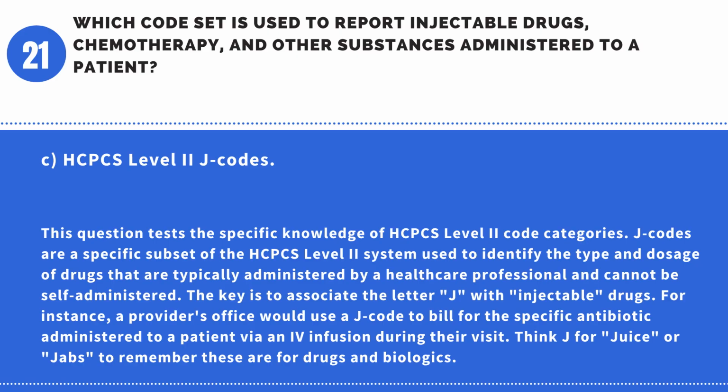For instance, a provider's office would use a J code to bill for the specific antibiotic administered to a patient via IV infusion during their visit. Think J for juice or jabs to remember these are for drugs and biologics.